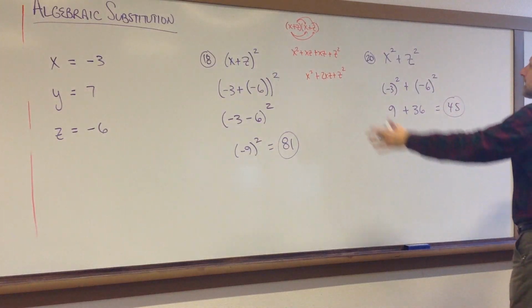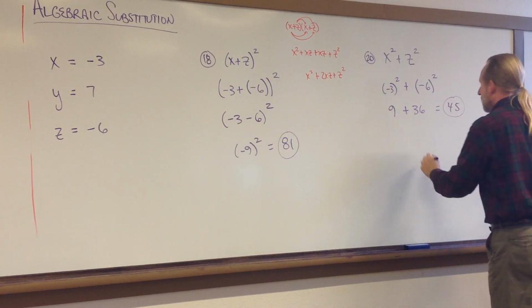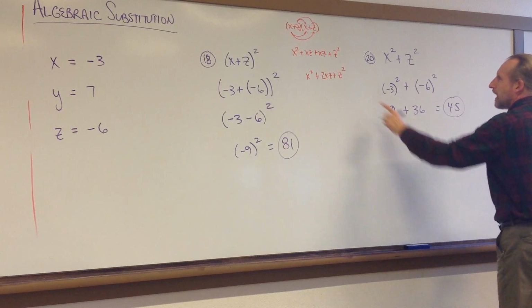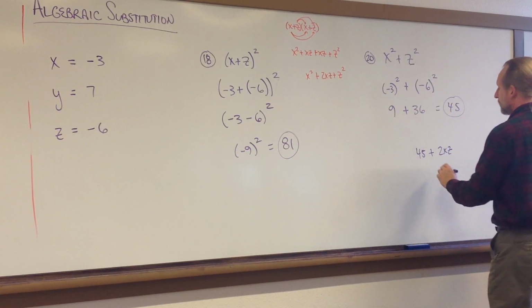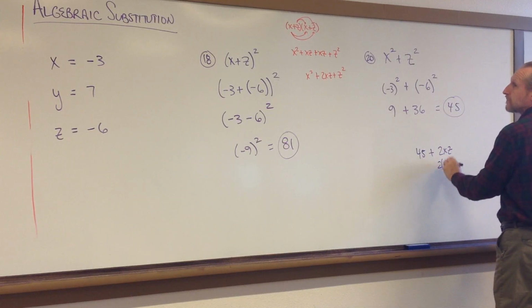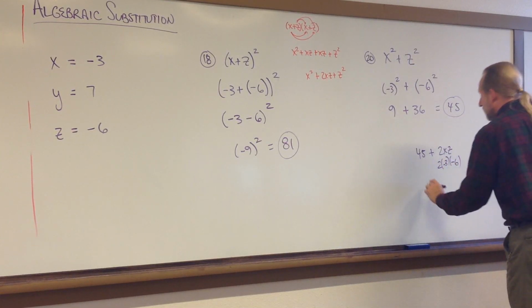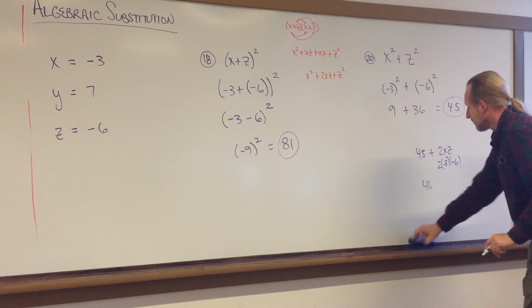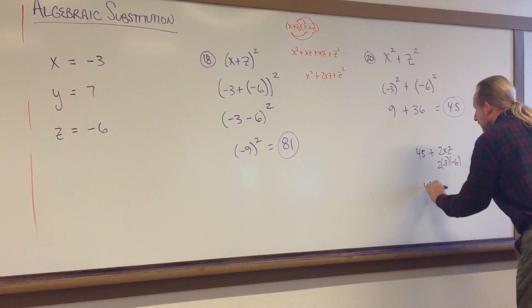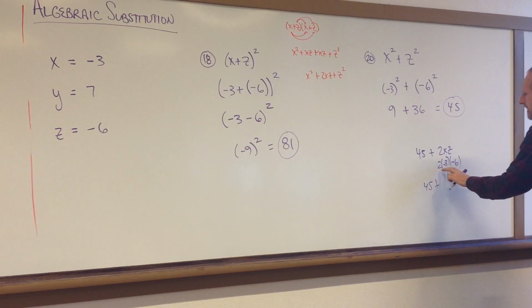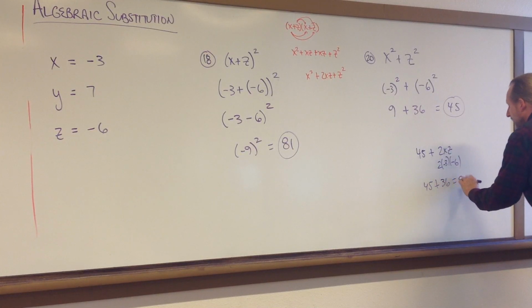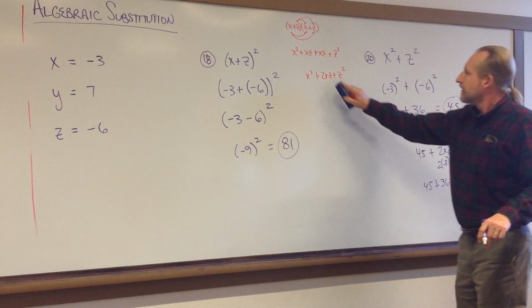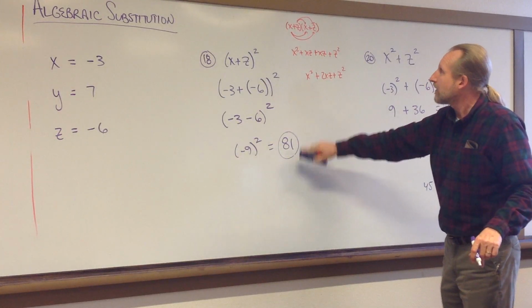Right, so if we want to make these two equal to each other, like if we took this 45 and we added on 2xz, which is 2 times negative 3 times negative 6, I'm getting there, 45, let's see, that's 18 times 2 is 36, and there's your 81, okay? So this and this are the same. All right, for this region.